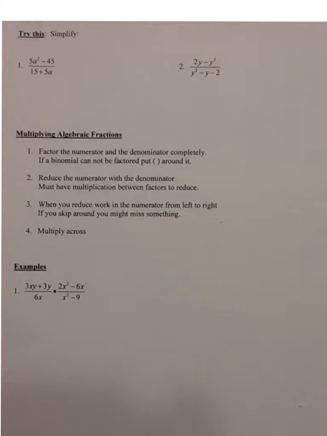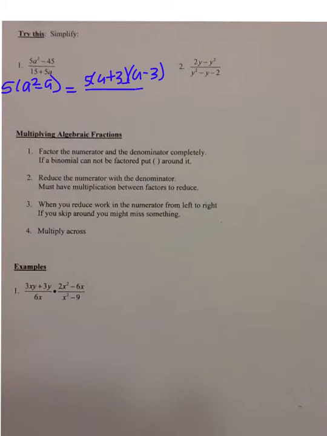Okay, so number 1, in the numerator, we have 5a squared minus 45. I noticed there is a GCF, so I'm going to factor out the GCF, which is 5. So it's 5 times a squared minus 9. And then I noticed that I can factor again. a squared minus 9 is the difference of two perfect squares. So that's 5 times a plus 3 times a minus 3.